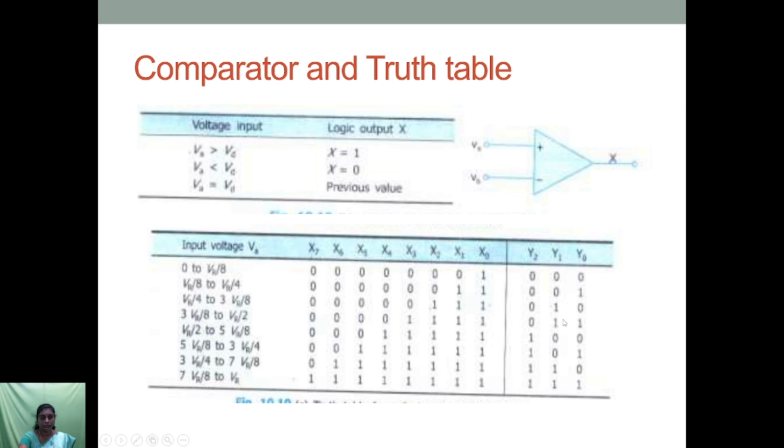So this divides the analog input voltage into 8 zones. For each range, the output will be one code. That is, if the input voltage lies between 0 to VR by 8, we will get only 0, 0, 0. If you want to increase the precision, then we have to increase the number of bits. That is, we can go for 4-bit or 8-bit conversion.